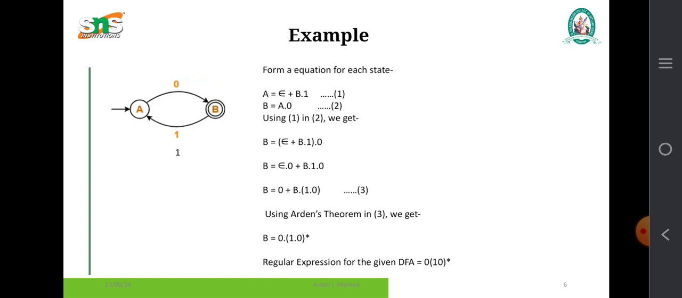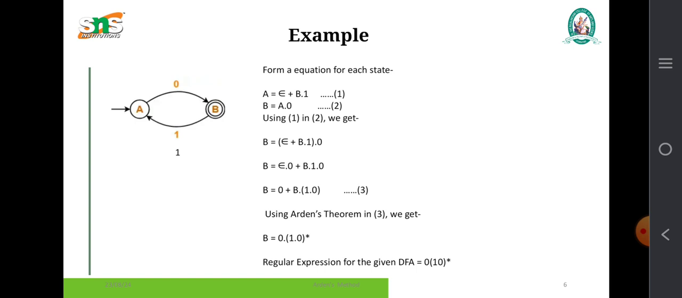Now you are bringing that 0 inside the bracket. So B is equal to epsilon dot 0 plus B dot 1 dot 0. This B dot 1 dot 0 can be rewritten as B dot, within the bracket, 1 dot 0. And epsilon into 0: anything with epsilon you will get the same one, so epsilon has no value. So B is equal to 0 plus B of 1 dot 0.